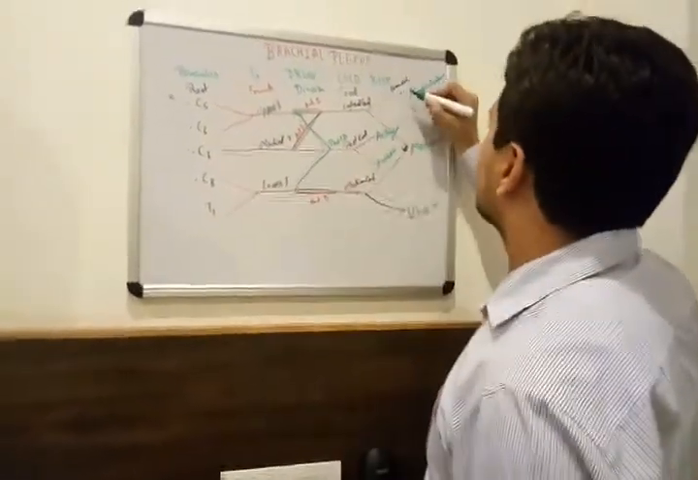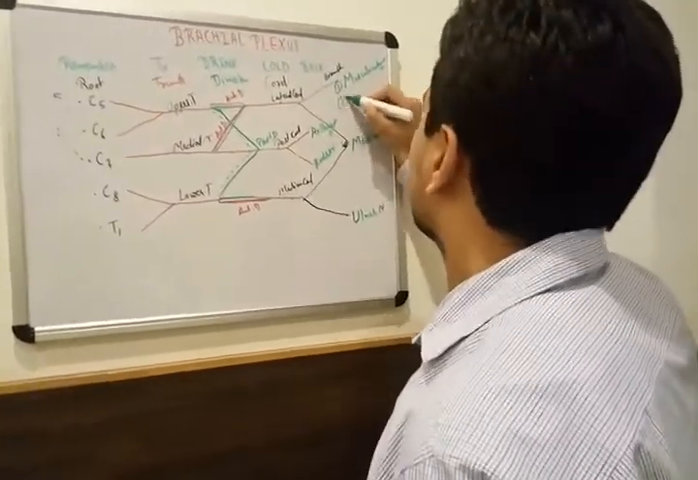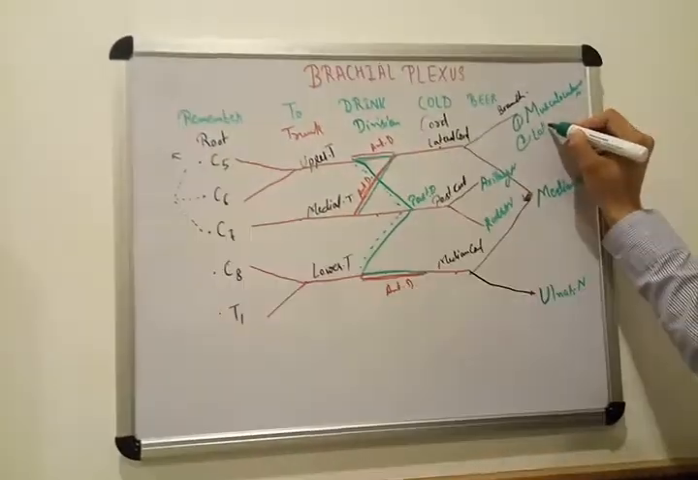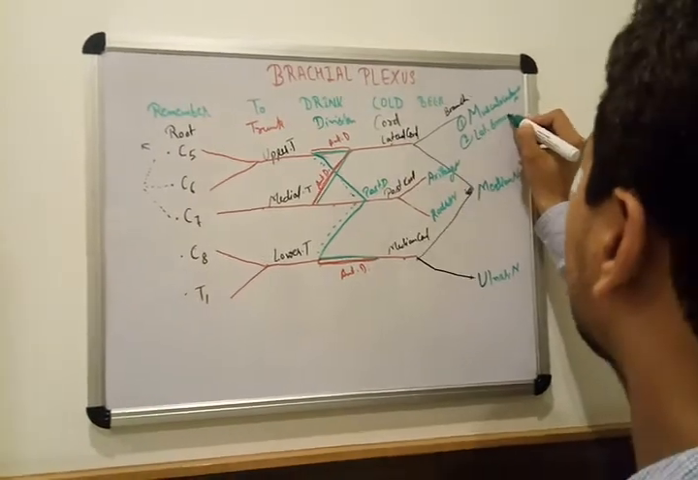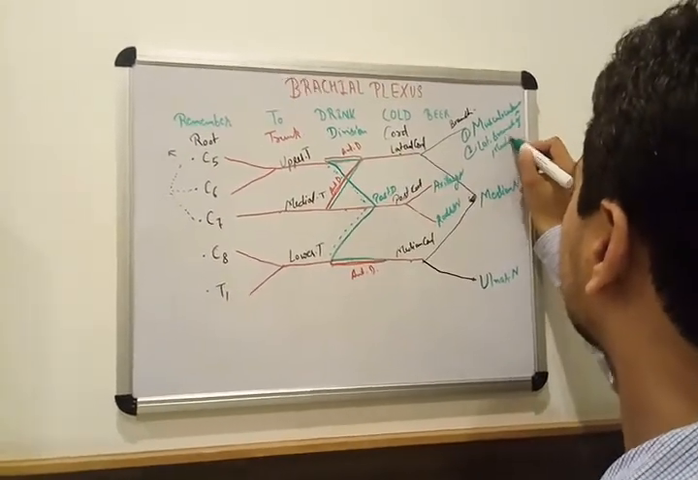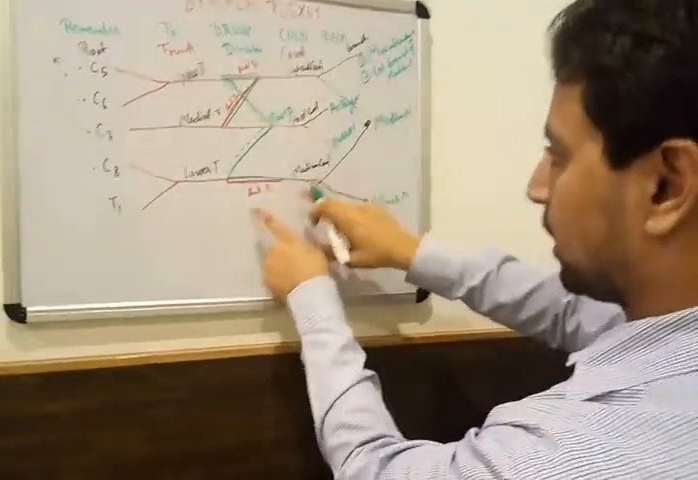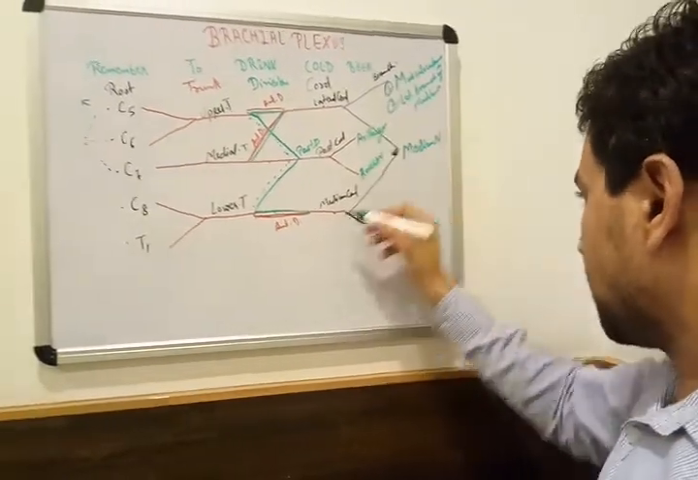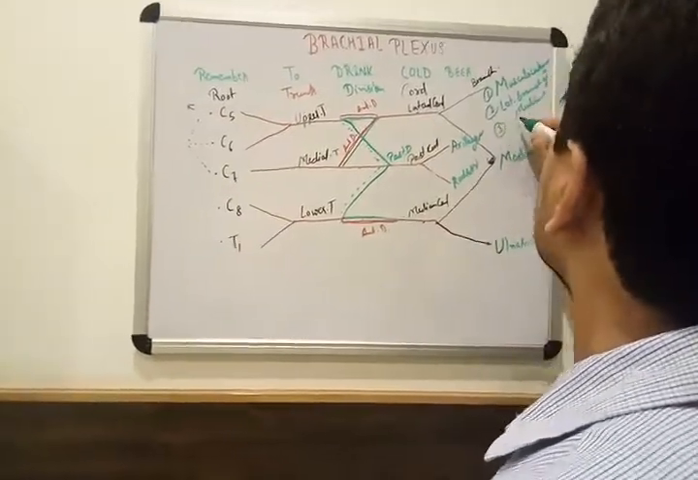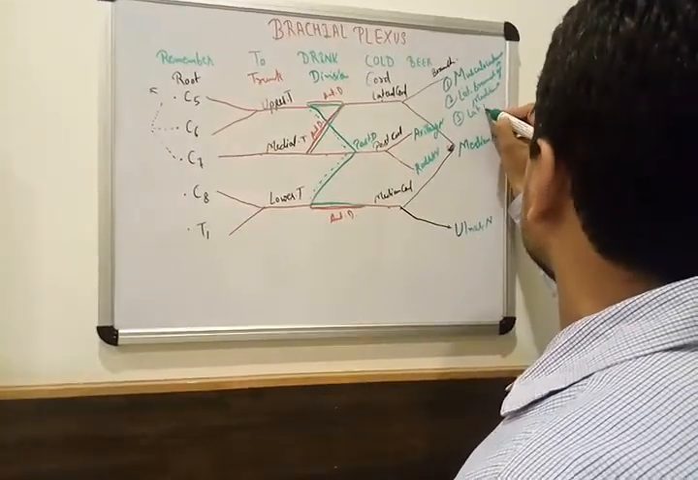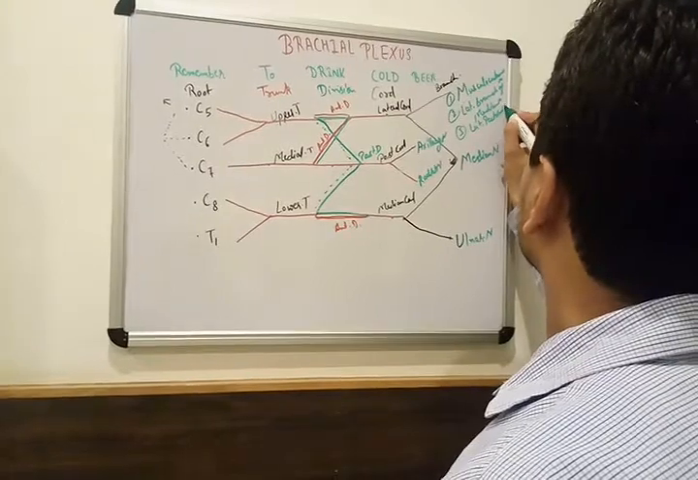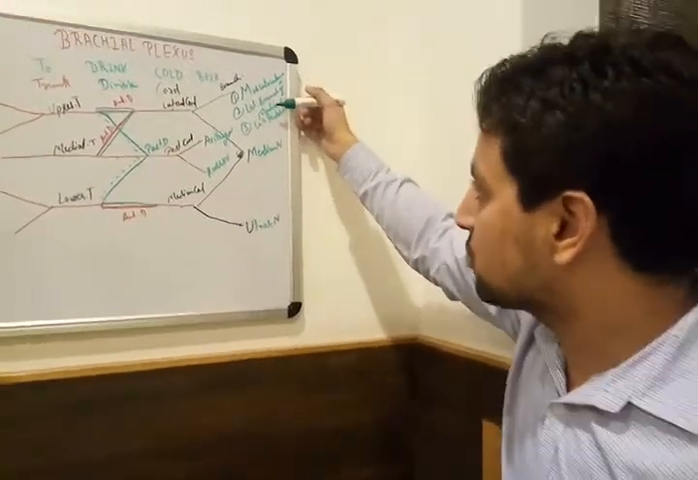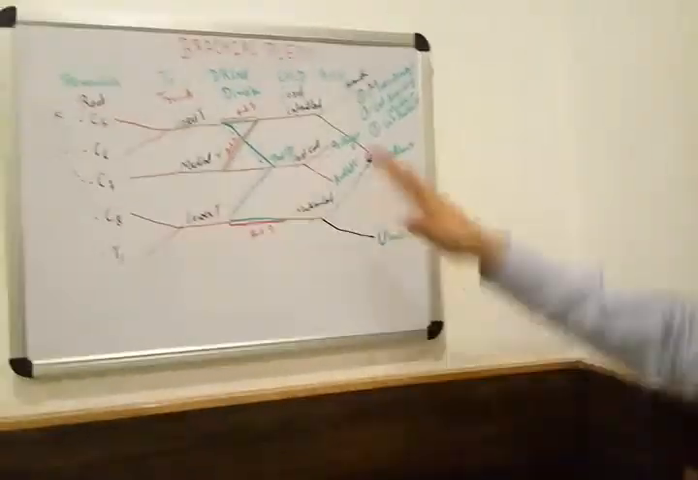Now I am going to explain to you. Lateral cord has 3 branches. First is musculocutaneous nerve. Second one is lateral branch of median nerve. So median nerve contributions occur in the medial cord also and in the lateral cord also, but in the lateral cord it is the lateral branch of median nerve. And then lateral pectoral nerve, LAT, lateral pectoral nerve. So 3 branches from this lateral cord: musculocutaneous nerve, lateral branch of median nerve, and lateral pectoral nerve. Okay, till here it's clear.